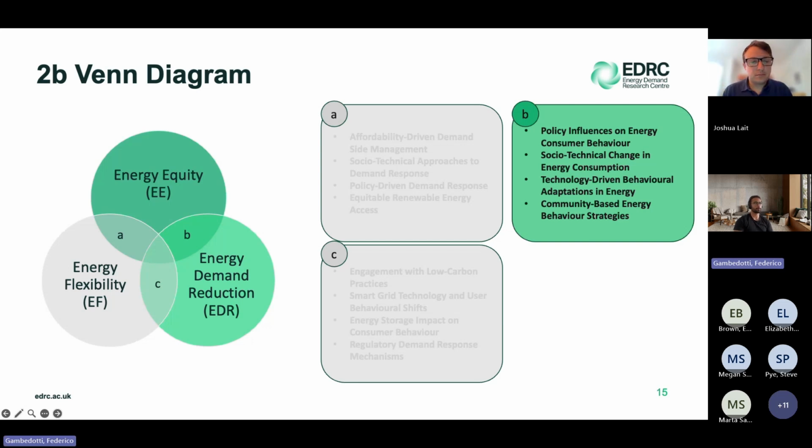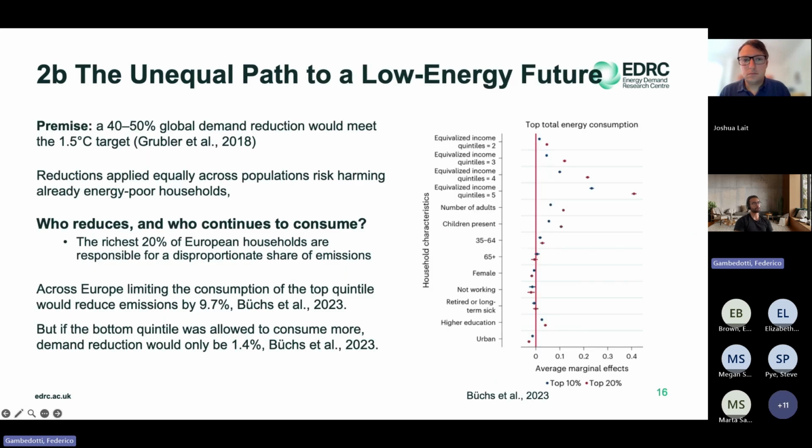So let's look at equity and energy demand reduction. This area revolves around the idea that if citizens living in the global north were able to reduce their energy consumption by 40 to 50%, they would still have a really high standard of life, but they would also contribute towards many of the climate targets.